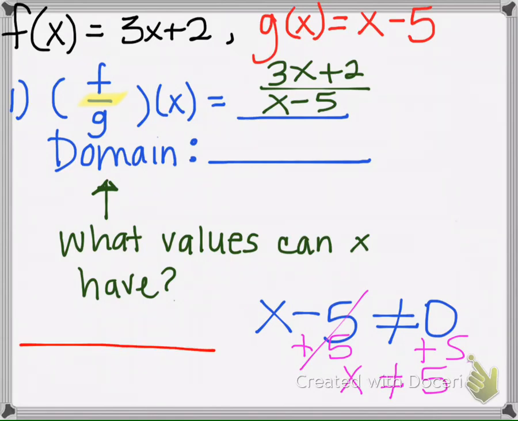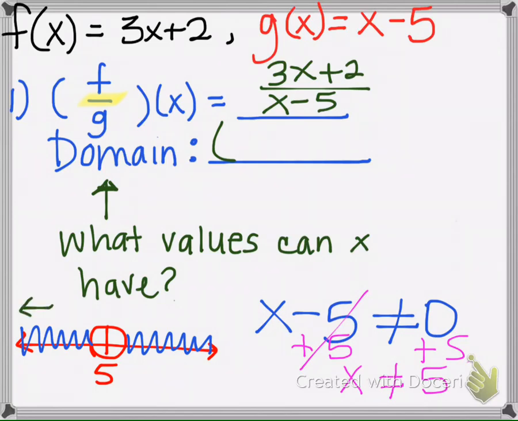So if I look at a number line, for those who are visual, it cannot be 5. But it can be any number less than 5 and any number greater than 5. So if we write that in interval notation, to the left it's going to the negative side, so negative infinity, and then it stops here at 5, but we can't include 5 because it will produce 0 in the denominator, union anything greater than 5.